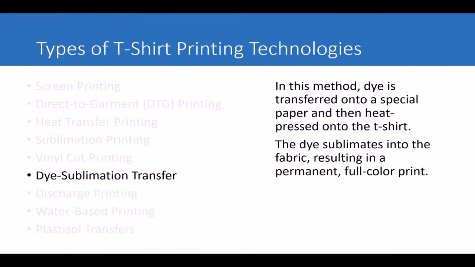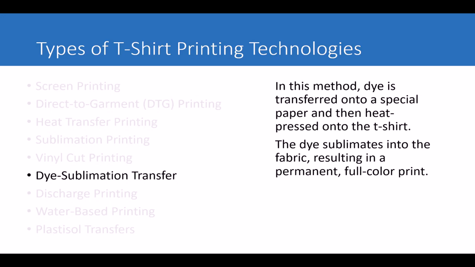Okay, the next technique we are going to talk about is dye sublimation. This is a little bit like sublimation prints, they're kind of related. In this method, the dye is transferred onto a special paper and then heat pressed onto the t-shirt. The dye sublimates into the fabric, resulting in a permanent full color print.